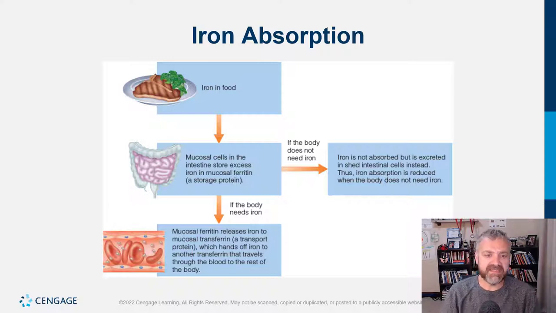If your body needs the iron, then mucosal ferritin releases it to mucosal transferrin, which is a transport protein, which then releases it to an actual transferrin in the bloodstream, and now it's being transported through your bloodstream to go where it's needed. If that iron was not needed, then the iron is never absorbed. It's excreted when the intestinal cells are sloughed off into the intestine and carried out in fecal material. That excess iron goes with it. So the same thing with other nutrients. It's pretty cool. Other minerals.